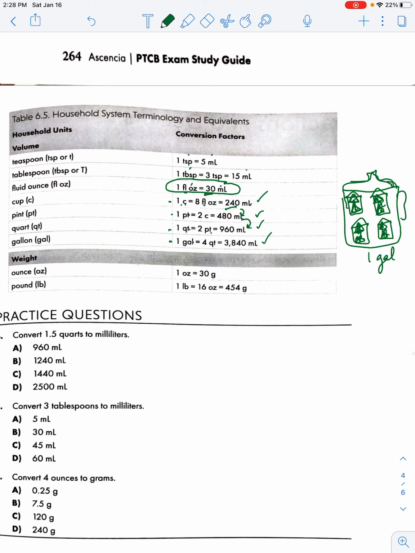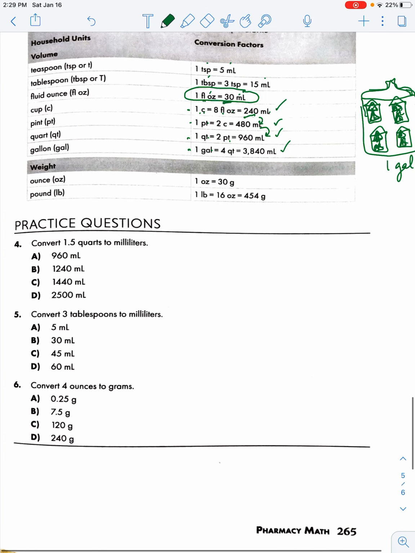And a pint is more than a cup. A cup is 8 ounces. A pint is 16 ounces. And then we have a conversion for ounces to grams and pounds to grams as well. Those are weight conversions. All right, so we have practice questions.